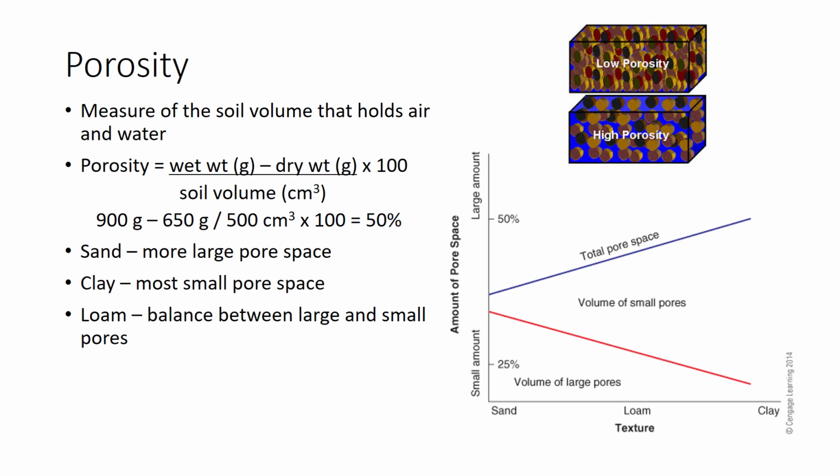Total pore space is a measure of the soil volume that holds air and water. This value, usually expressed as a percentage, is known as soil porosity. Thus, a soil with a 50% porosity is half solid particles and half pore space.